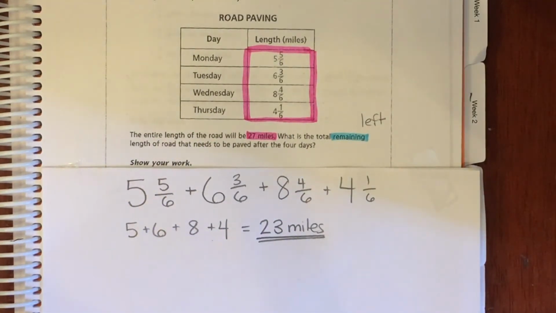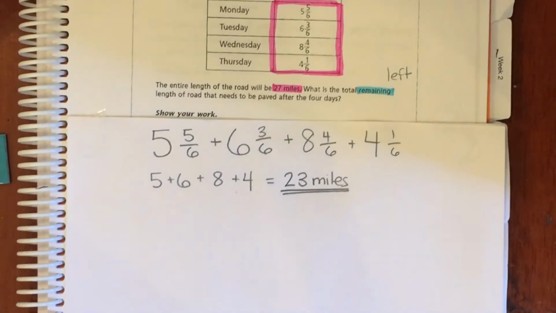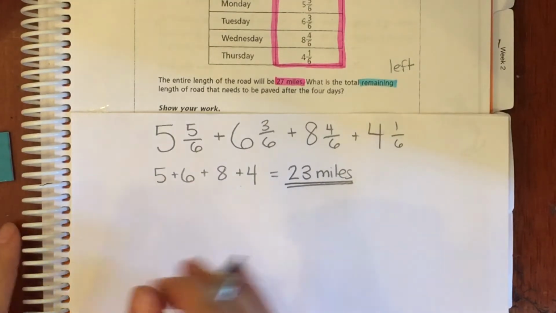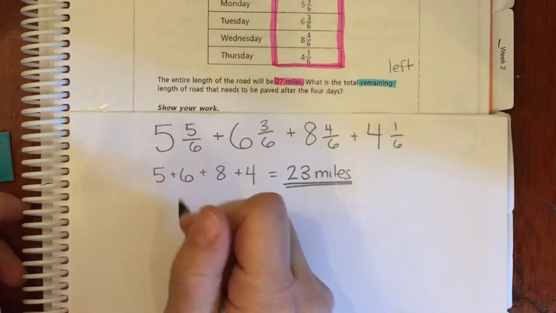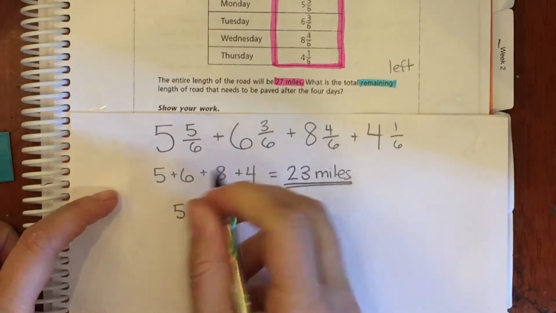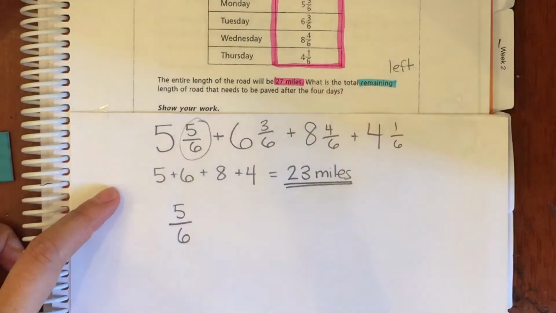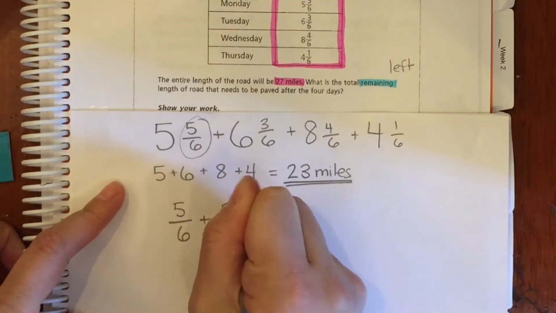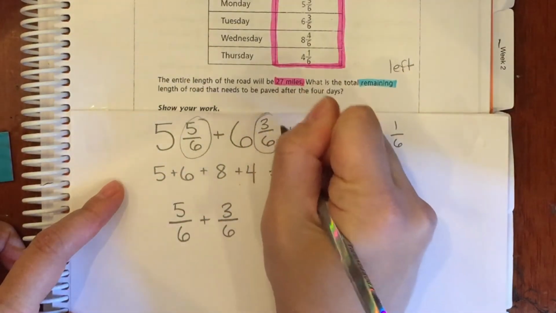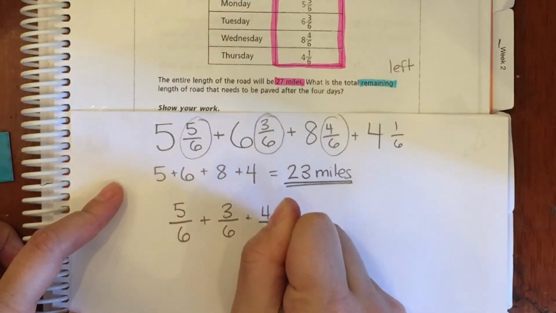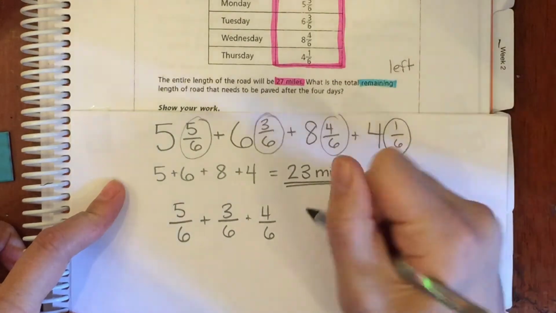whole numbers. Now we can't stop here because we have all these fractional pieces, and we have to do the same thing. We have to add those up and find out how much those equal. Otherwise, we're sort of missing a whole bunch of the road. So I'm going to write those down also as an equation. So 5/6 of a mile, that's that fractional piece, plus 3/6 of a mile, that's this fractional piece, plus this fractional piece, so 4/6 of a mile, plus 1/6 of a mile.